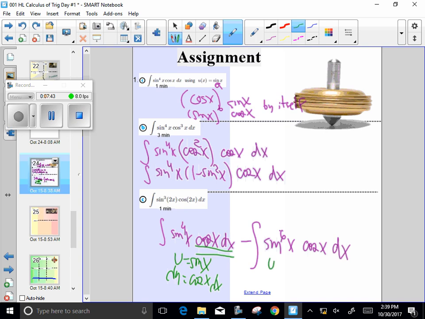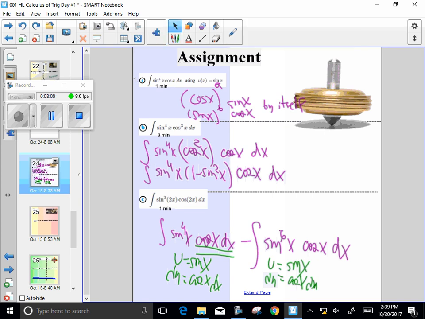Here we're going to let u equal to which one? Sine x. And so what's du going to be? Cosine x. Right? And then you could do that u sub. See if you can finish that one off before the bell rings.